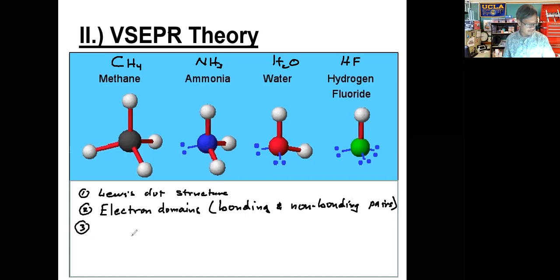Then you also want to be able to describe the bonding interactions. And remember, these bonding interactions are how the orbitals overlap with one another. There are 2 ways that we can describe that. We can describe it as a sigma bonding interaction and also a pi bonding interaction. Okay. All right.